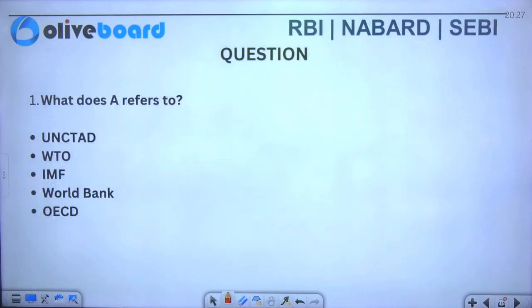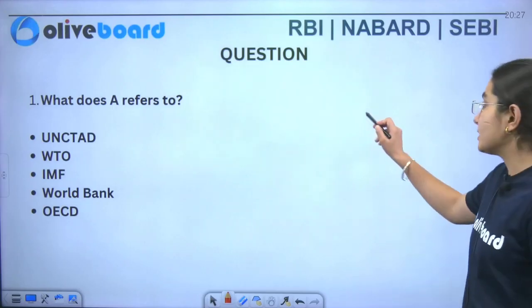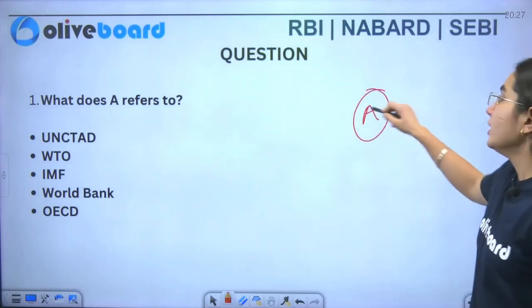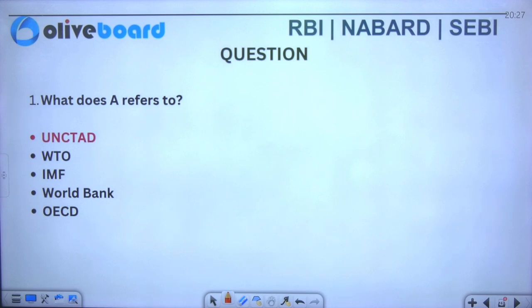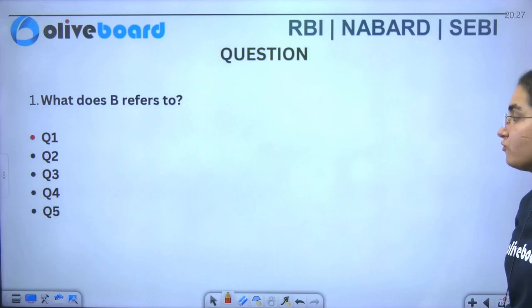Is it UNCTAD, WTO, IMF, World Bank or OECD? So we have read that it is A, which is UNCTAD. Okay. Now we'll see the next question. What does B refer to? Is it quarter 1, quarter 2, quarter 3, quarter 4 or quarter 5?